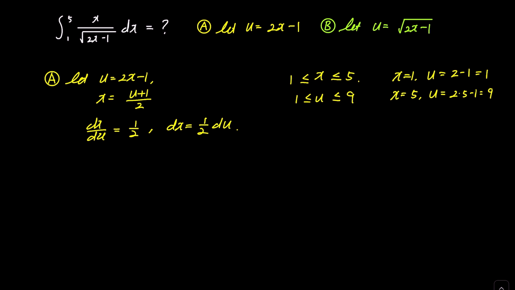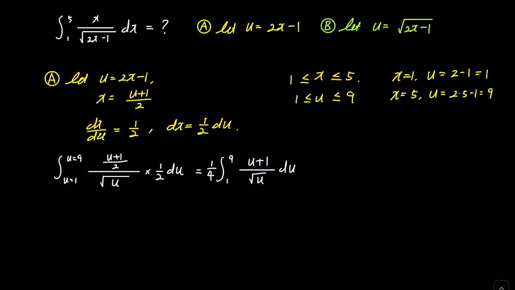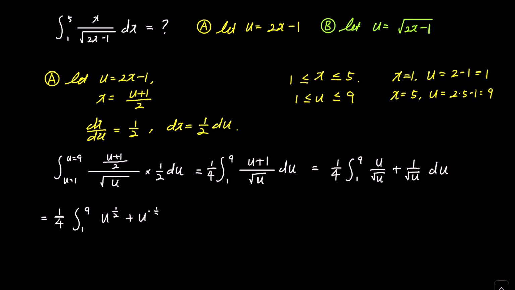Now, let's substitute all x variables with u in the integral. The integral now ranges from u is 1 to u is 9. The numerator, which was x, becomes (u plus 1) over 2, the denominator square root of 2x minus 1 becomes square root of u, and dx becomes half du. Factoring out the quarter outside the integral, we get 1 over 4 times the integral of (u plus 1) over square root of u du. And this can be u over square root of u plus 1 over square root of u if we write them as two fractions. We can express this more simply, 1 over 4 times the integral of u to the power of half plus u to the power of negative half du.